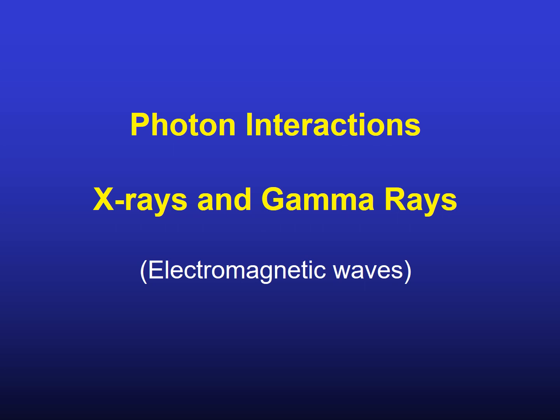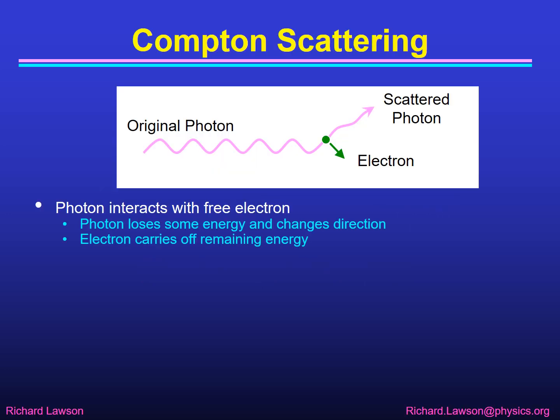Finally, let's talk about photon interaction. So I'm talking about X-rays and gamma rays, which are not particles but electromagnetic waves. So there are 2 processes we need to consider. The first of those is Compton scattering.